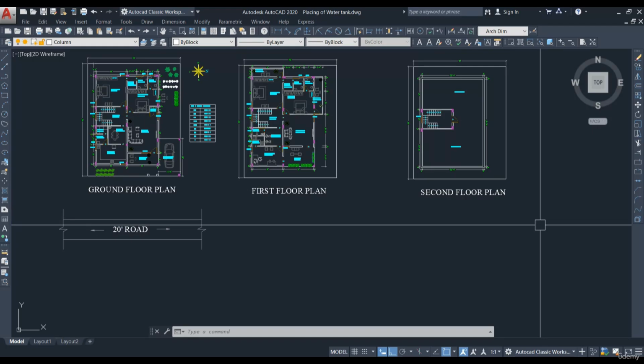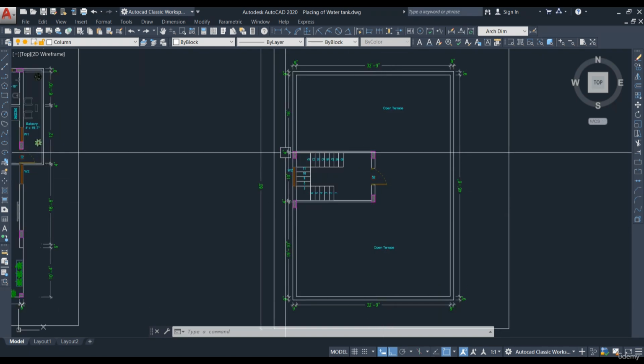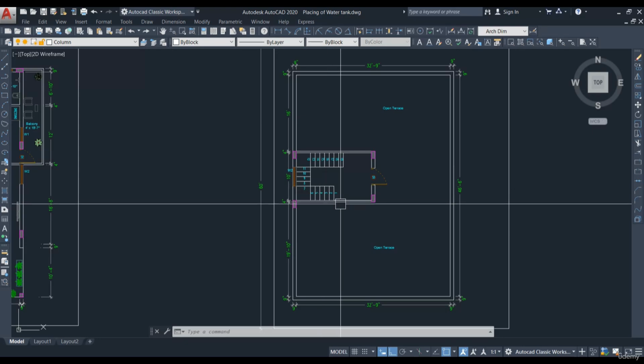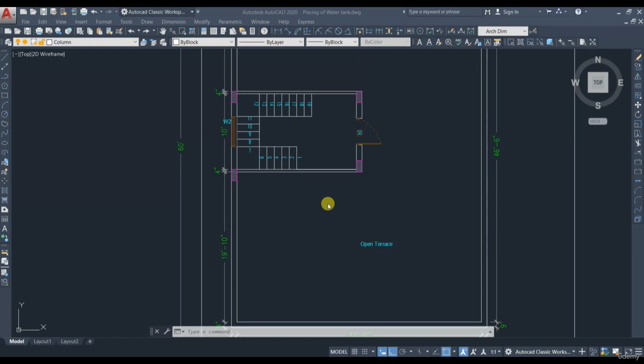In this lecture, we are going to learn how we can place the water tank in the terrace floor. In the terrace floor, we have the staircase headroom. Above the staircase headroom, we are going to place the water tank. To place the water tank, first we should know the size of the water tank. Let's calculate the size of the water tank.